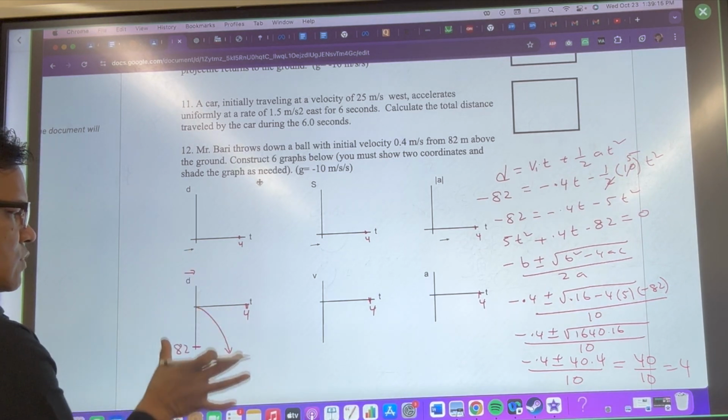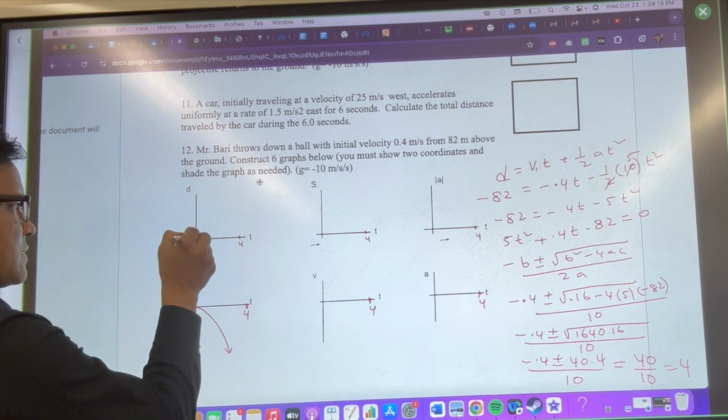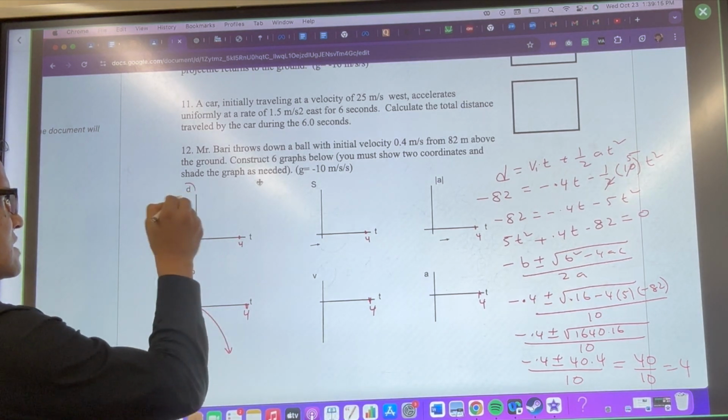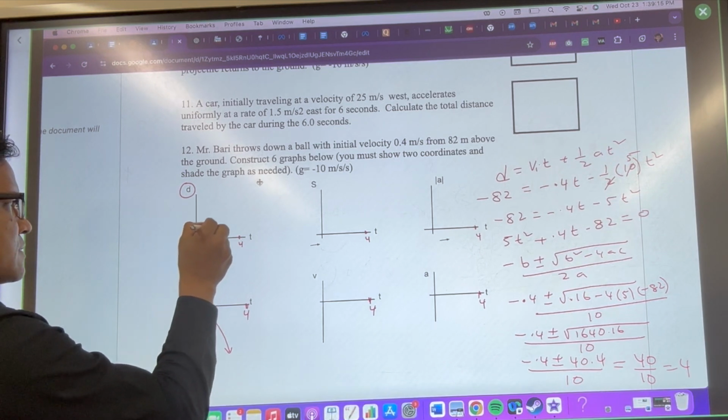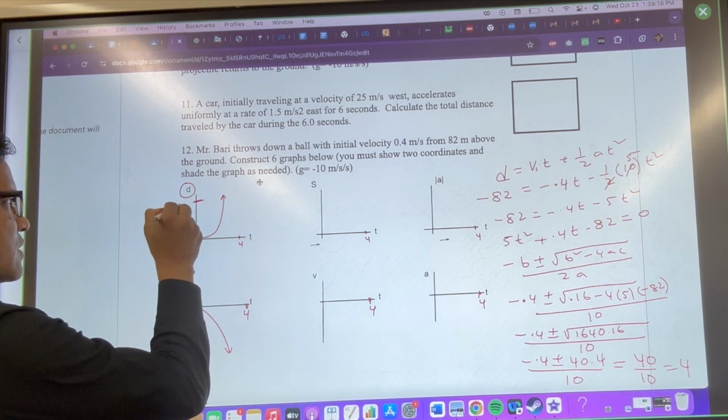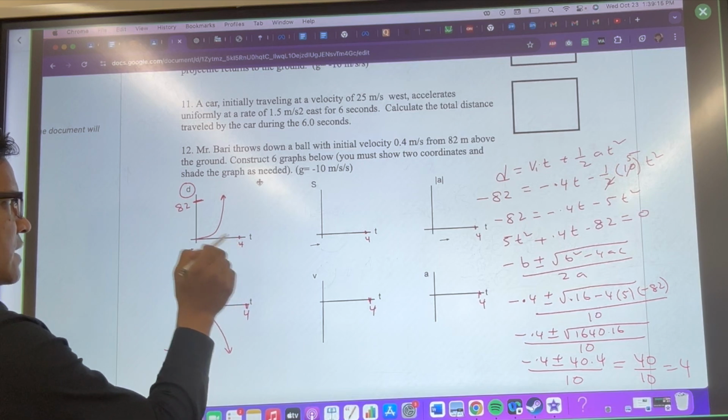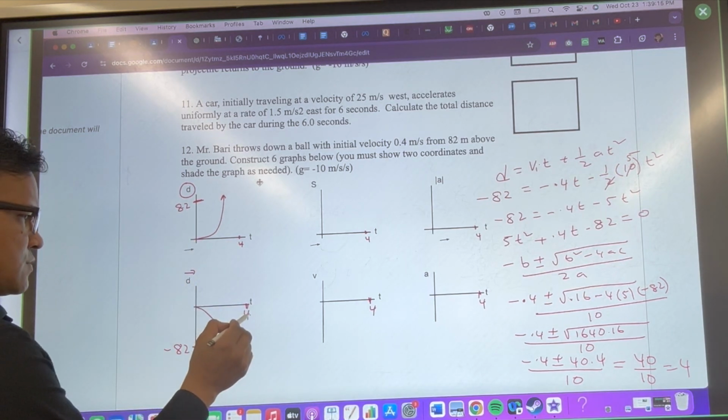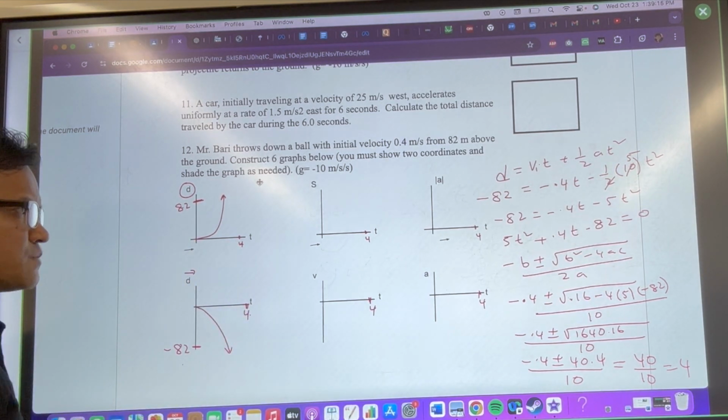We're going to take the absolute value of this one without thinking much, because distance is the absolute value of displacement. Don't forget to put 82. At 4 seconds the height is negative 82, and the distance is 82.